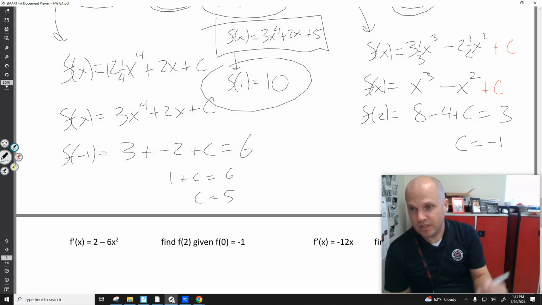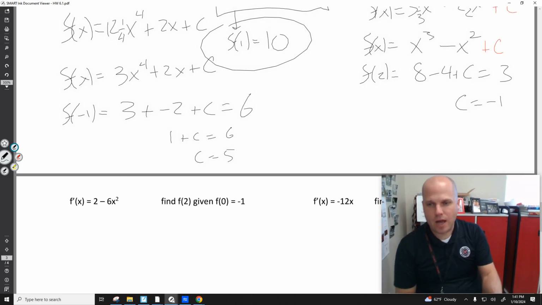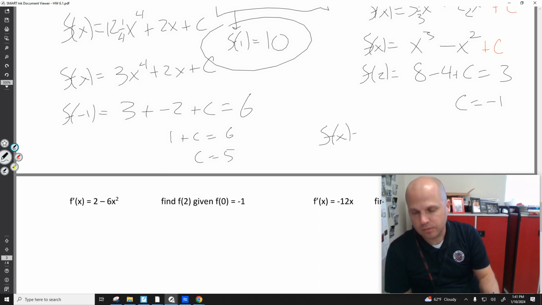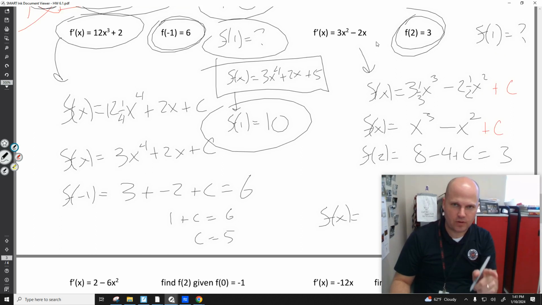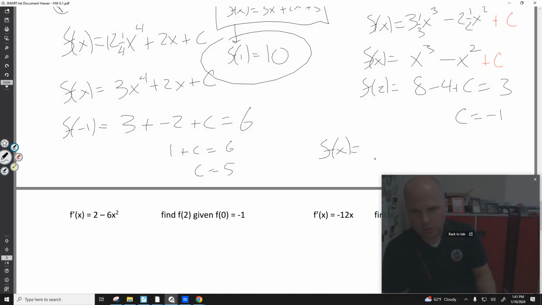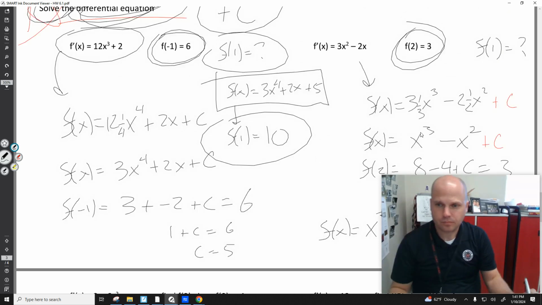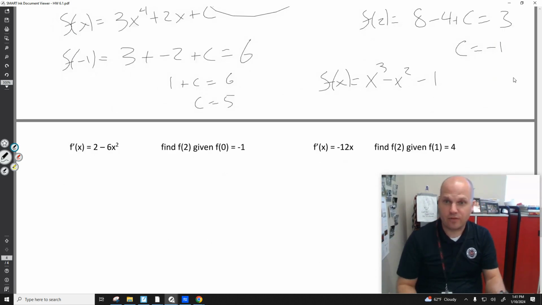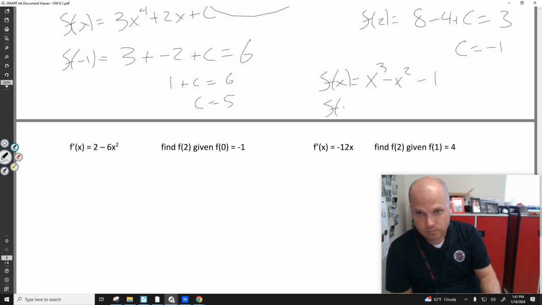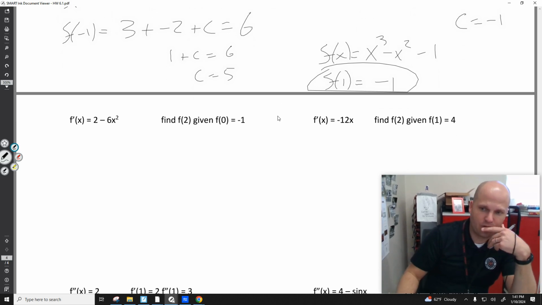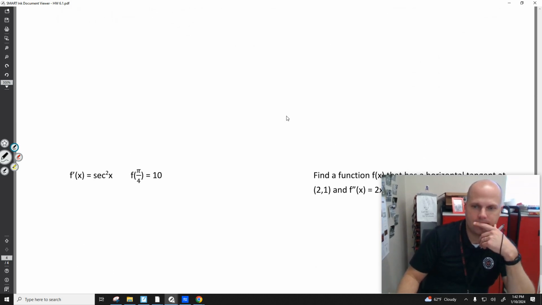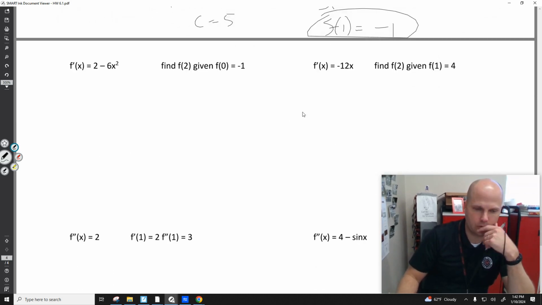C equals negative 1. Now you have a specific function that has the specific point, that has this specific derivative: x cubed minus x squared minus 1. And now if I ask you to find f of 1, you get 1 minus 1 minus 1, you get minus 1. That's it. I'll finish the rest of this after school today.